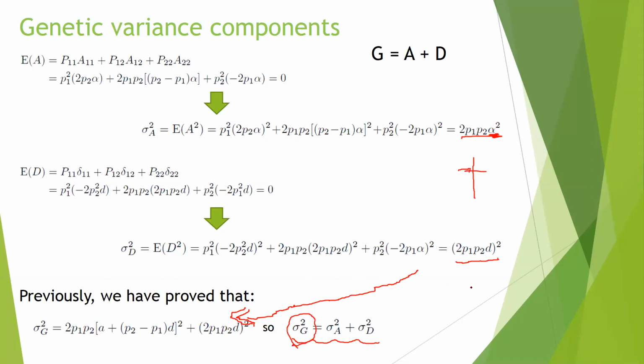the total variance in the phenotypic variation can be decomposed into two portions. One variance component due to the breeding value, which is the additive effects, and another component, the variance of the dominance deviation, which is due to the dominant effects. Okay.